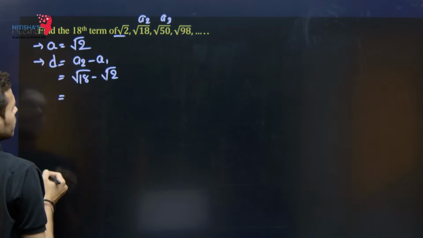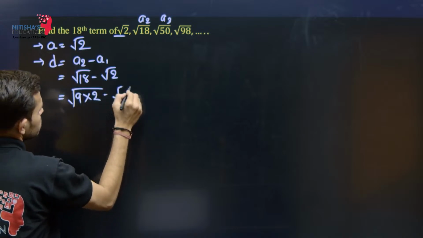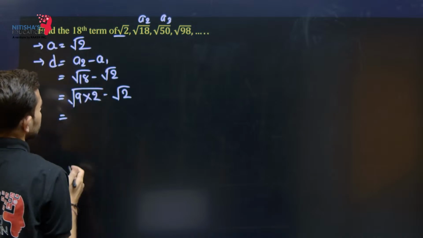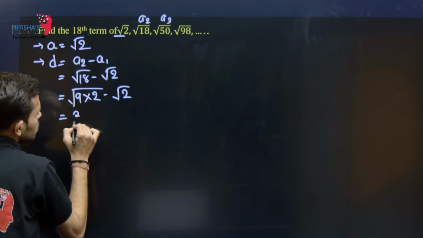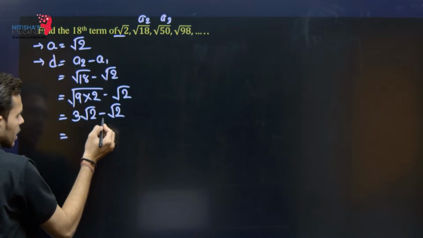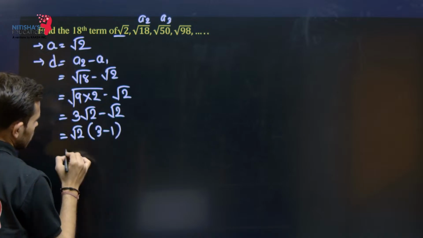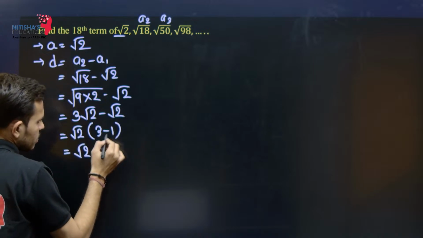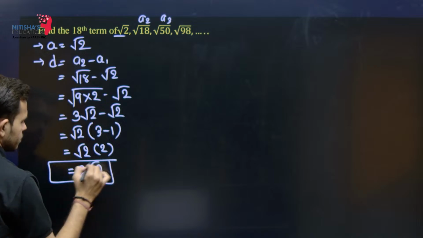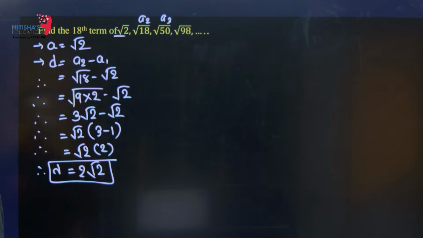Okay, let's simplify it. 18, can we write it as 9 into 2, minus root 2? Okay, because 9 twos are 18. Now root 9 is 3, so it's 3 root 2 minus root 2. Okay, take out root 2 as common. So root 2 is taken common, then what remains is 3 minus 1. So it is root 2 into 2, since 3 minus 1 is 2. So our answer is 2 root 2. So D is given by 2 root 2.